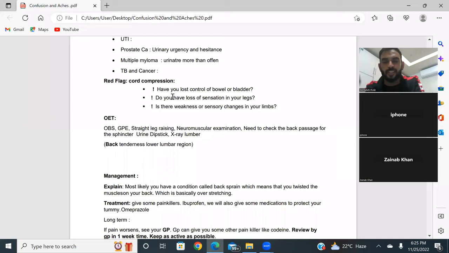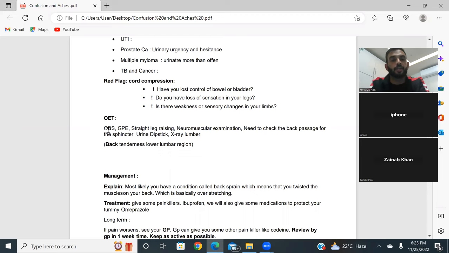Here, the red flag of this scenario is cryptorchism. I'm going out of the way, just because of the difficulties we had. I'm telling you, in any testicular scenario, the cryptorchism question and the mumps are necessary. Similarly here, in the compression scenario, these red flags are necessary. Their red flags are those, and here red flags are these, okay?